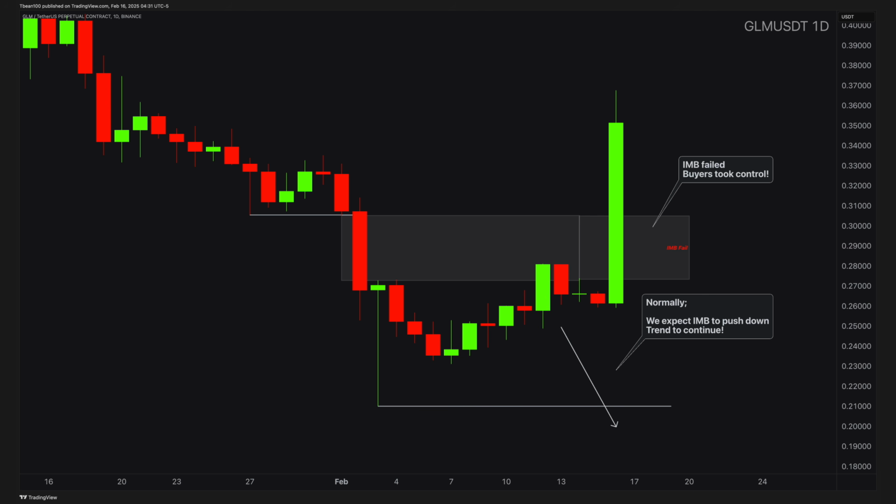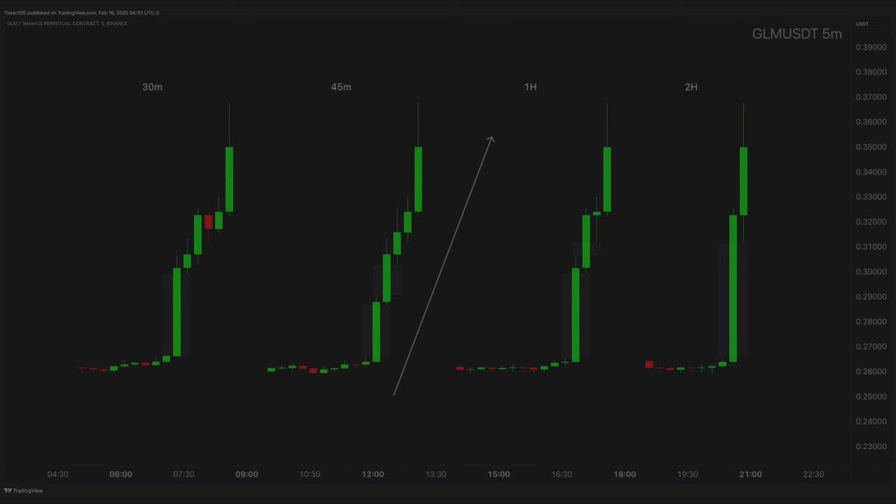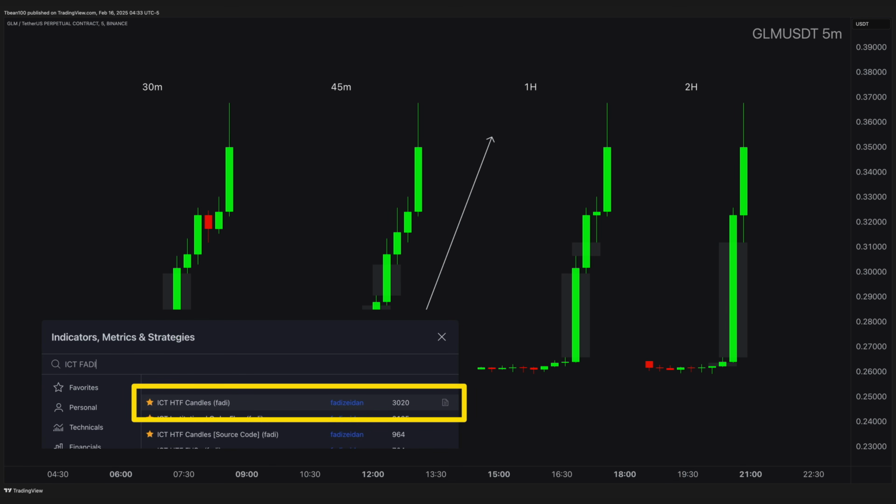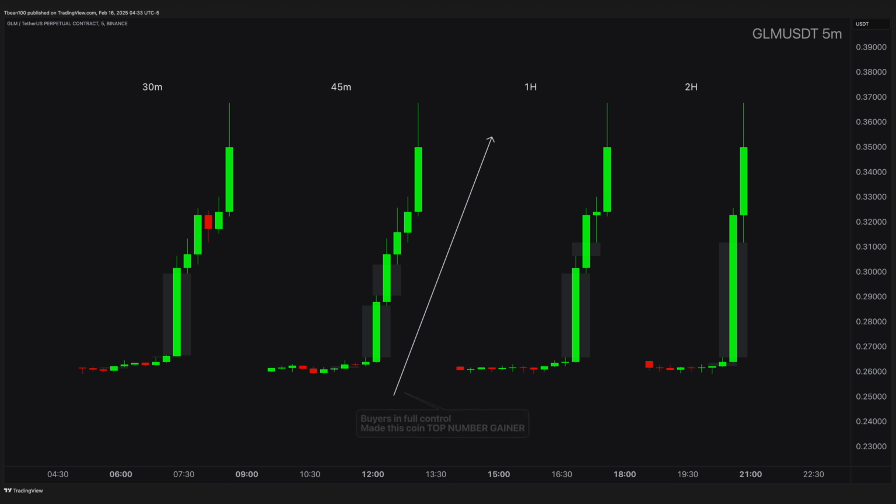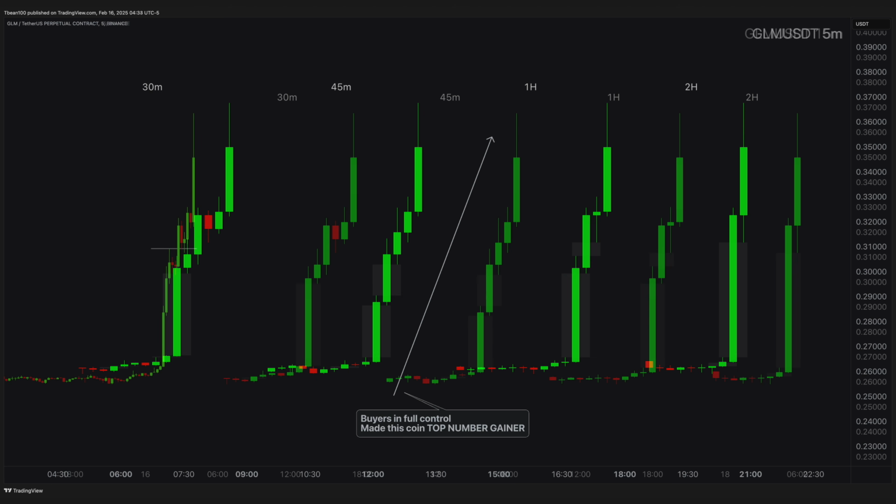So who is the dominant side here? It is the buyers as for today. By using smart money indicator called ICT high time frame candles, now we can observe the price action much better in multi-time frames, as you can see. Notice the dominance of the buyers here. This significant move made the GLM coin the top gainer of today. So the question is, how we can trade these dominant rallies on the go?